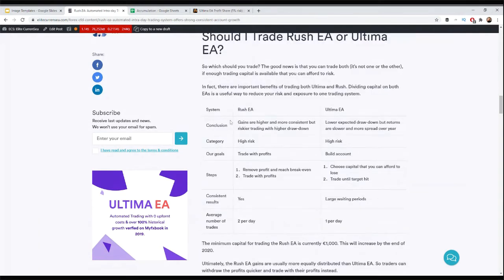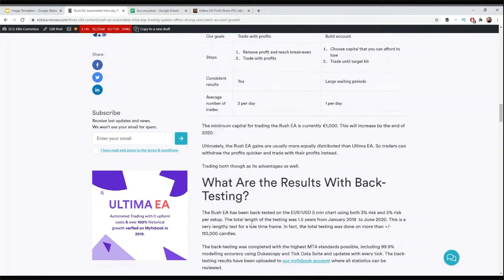So here's an overview. I'm going to speed up a little bit, not to bore you with too many details about these two, but I think it's useful if you're not sure. Rush Ea and Ultima Ea, well, it's basically here what I explained. The conclusion basically between the two. This is short-term profits. This is building an account, and here are the steps that we think are important. The differences and the average number of trades, 2 to 3 trades actually on Rush Ea.